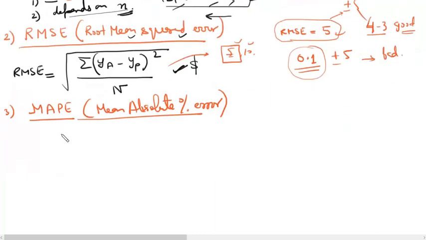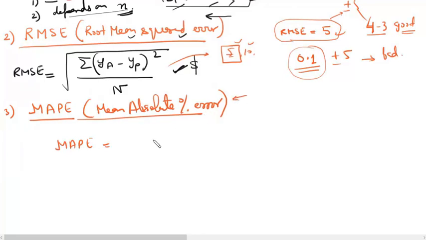Hence in MAPE we review the error in terms of percentage. So in terms of percentage we will review the error now. So we will not get the error here as an absolute value, but we will get it as a relative value. So once again, to find the formula of MAPE, we start from the right hand side.